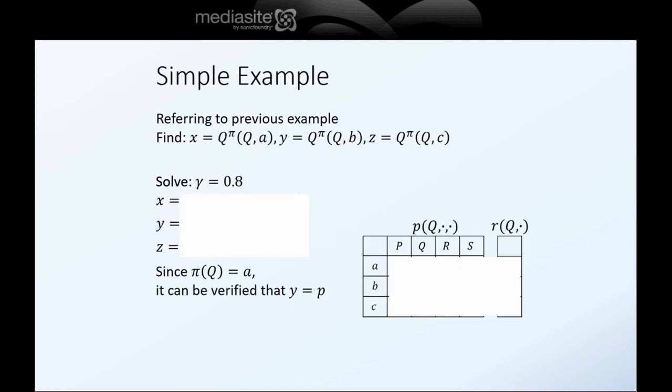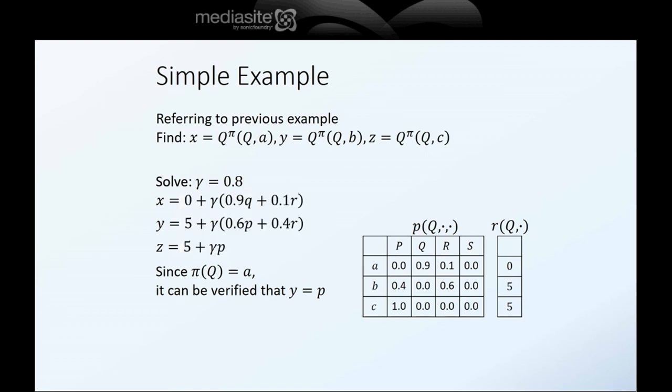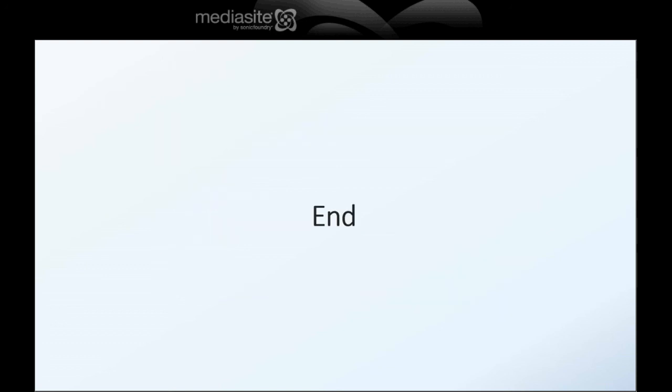So this is what we have. These are the two tables, the probabilities and the rewards. And these are the expressions that we get. The end.